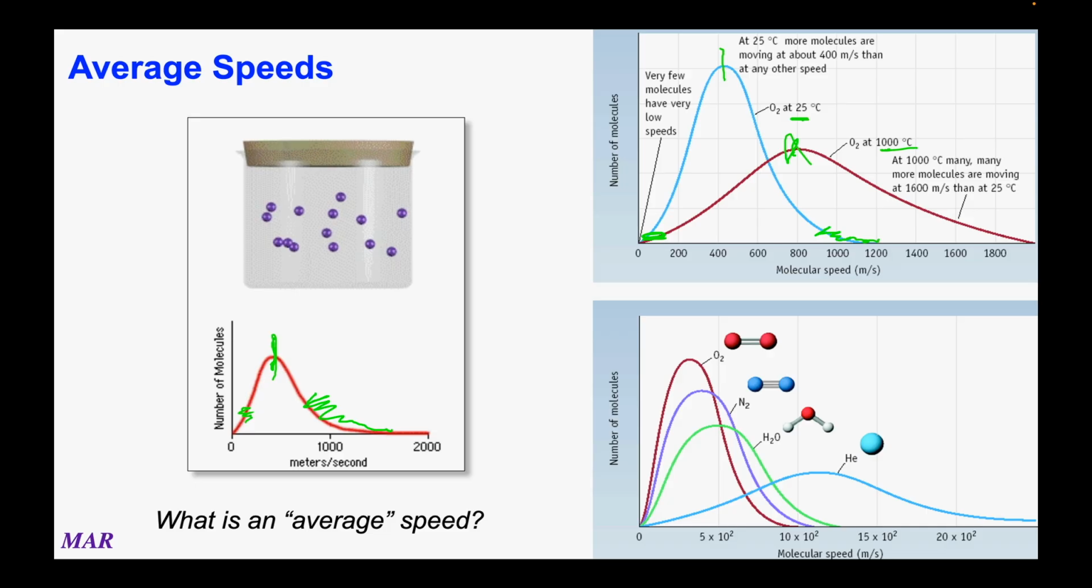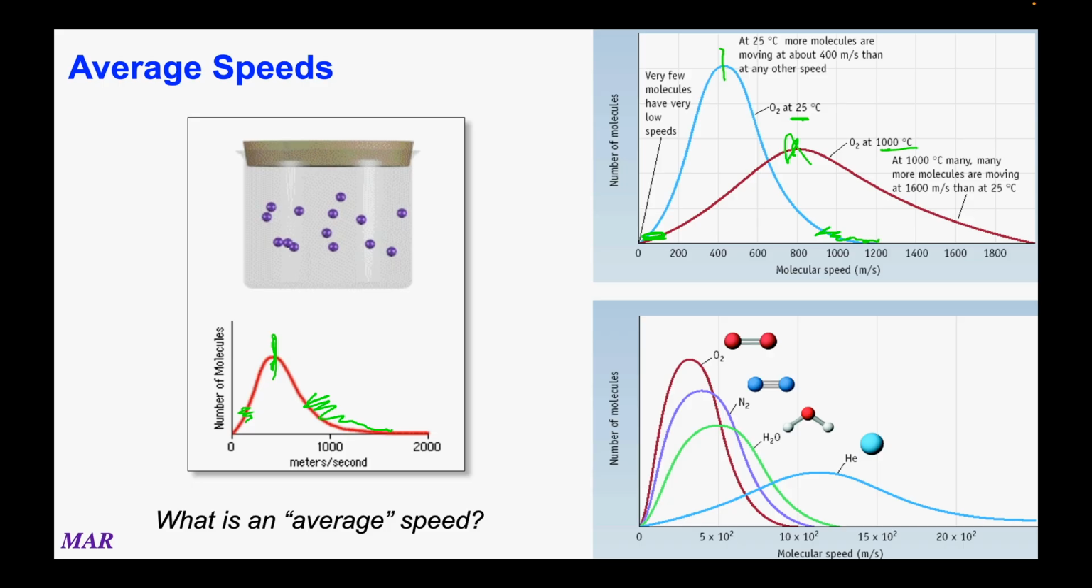The lower right-hand graph is the effect of molar mass. Now, O2 is about 32 grams per mole. That's the biggest molar mass. And N2 is about 28 grams per mole. Water is about 18 grams per mole. And little helium is about 4 grams per mole. So smaller molar mass means faster speed.